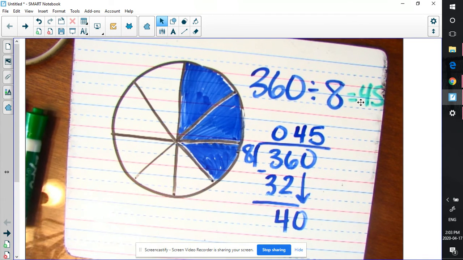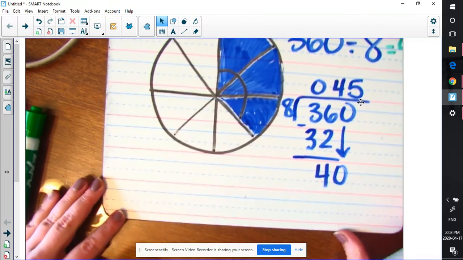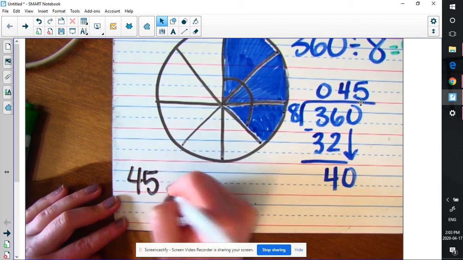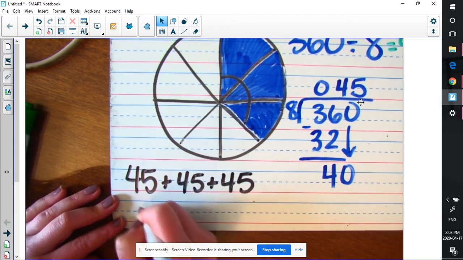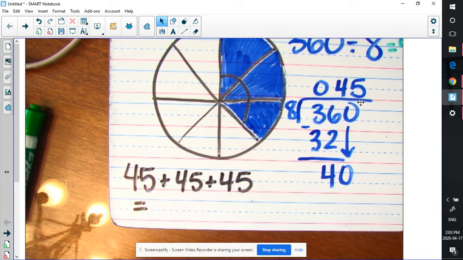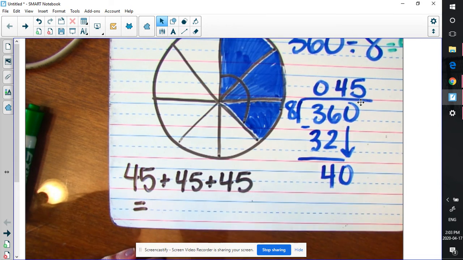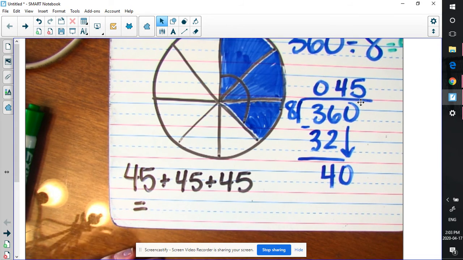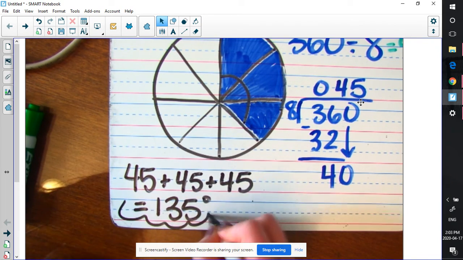But I asked you for the central angle of all 3 of these pieces put together. So I've got to do 45 plus 45 plus 45. Can anyone think of a different way to do this? If you said multiply 45 by 3, then congratulations, you are very smart. 45 plus 45 plus 45, or 45 times 3 gives me 135 degrees, and that's your answer.